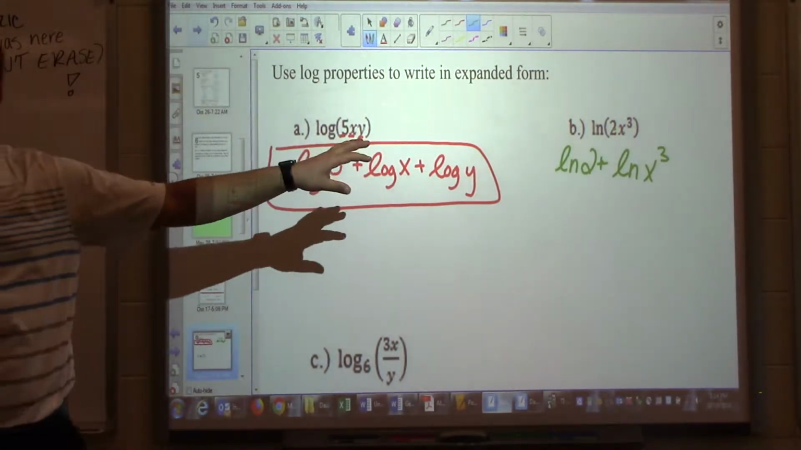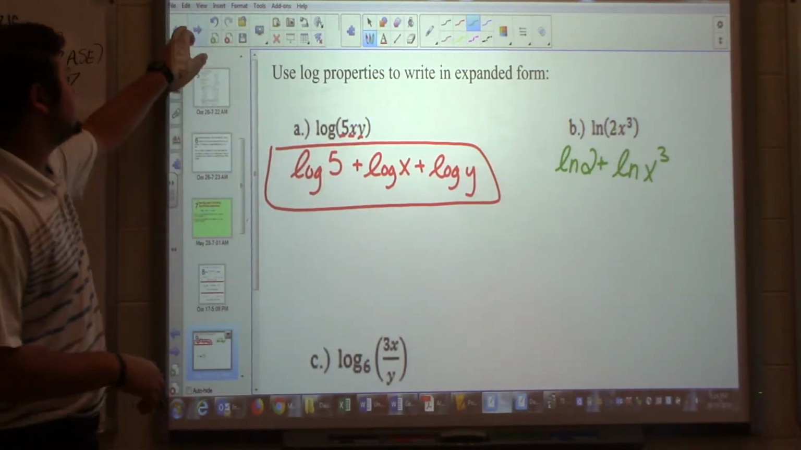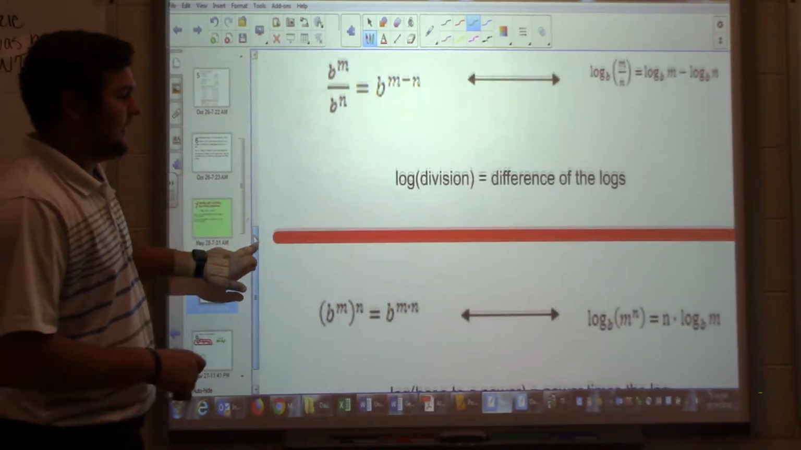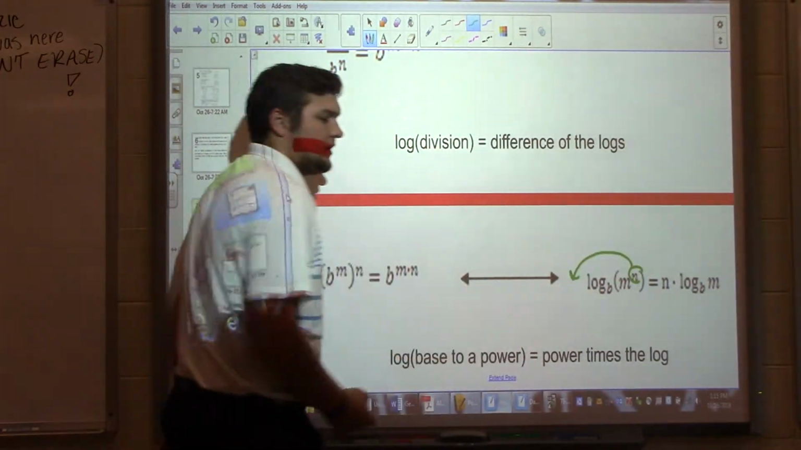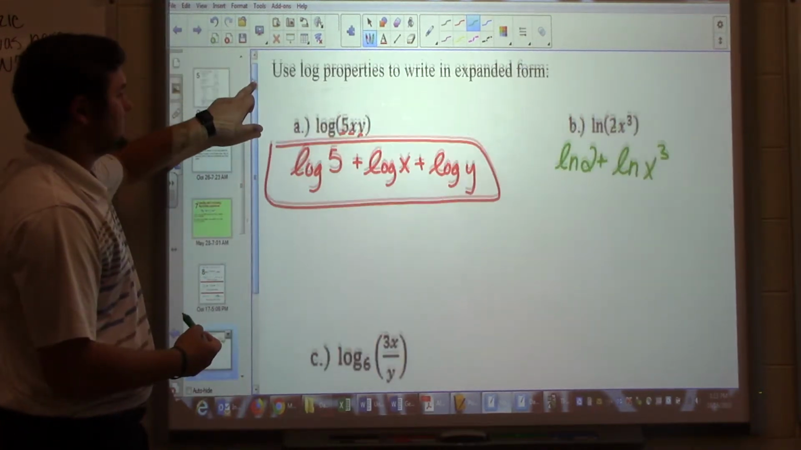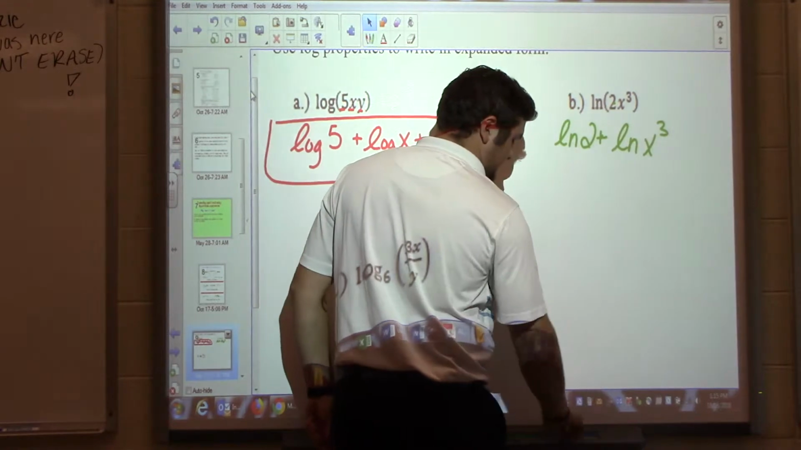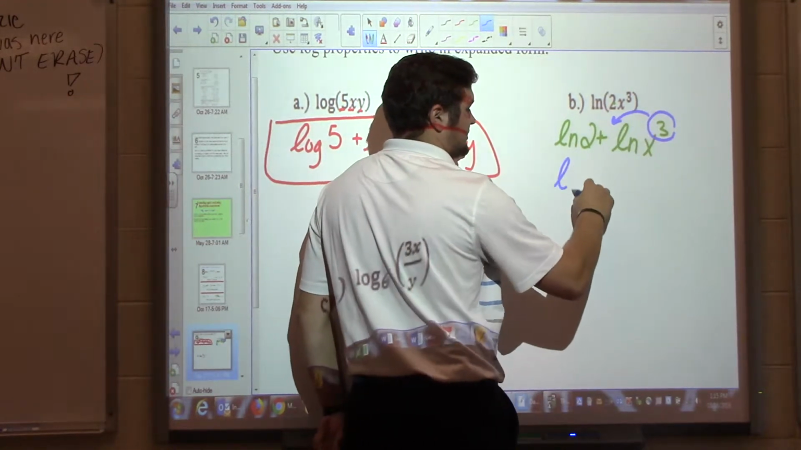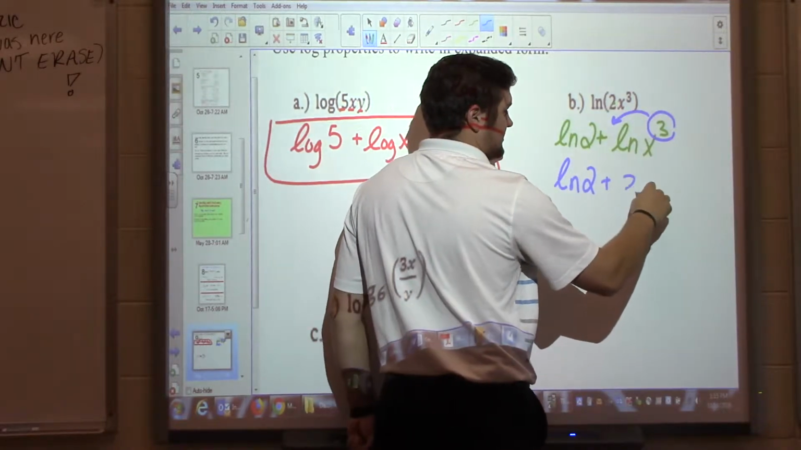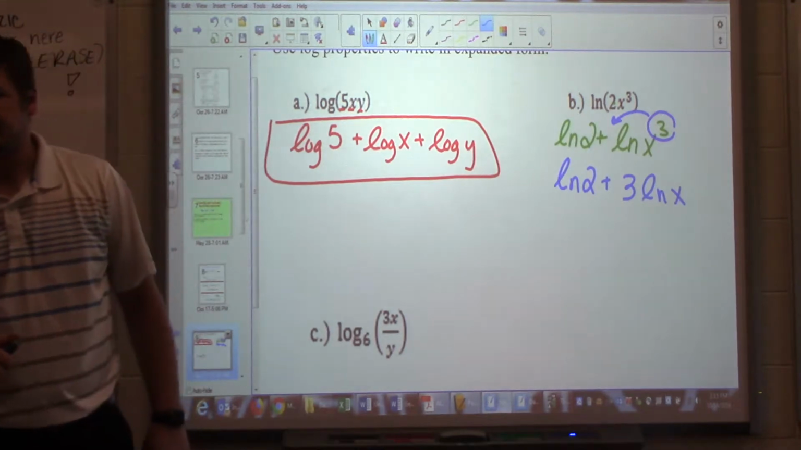No, not as it looks, right? Do I have an exponent though? Yes. Notice we said with exponents, if I have an exponent, I can take that exponent and pull it out in front of the log. So in this case, I have the natural log of x cubed. I can take my exponent and put it out in front. So it's going to become the natural log of 2 plus 3 times the natural log of x.